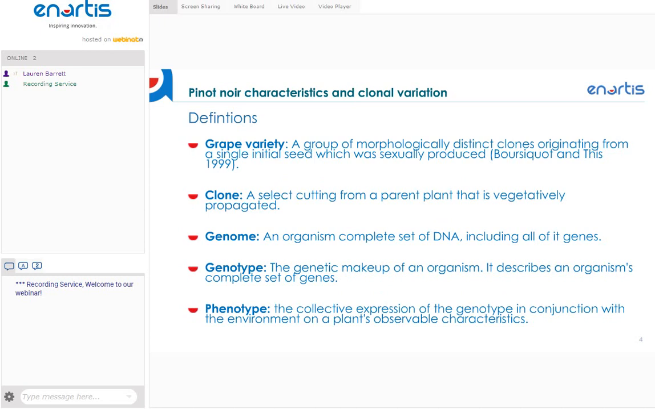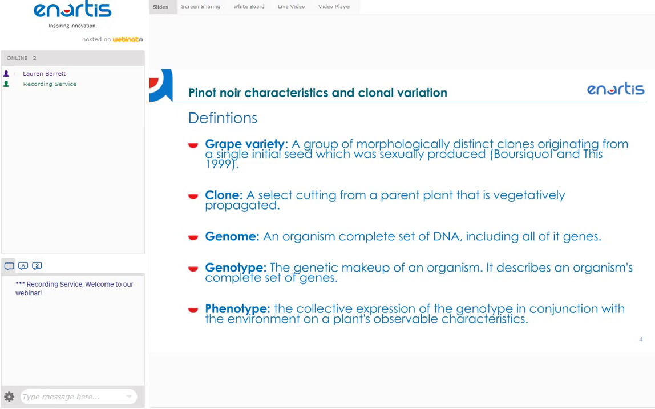So just a few definitions before we get started. A grape variety is a group of morphologically distinct clones originating from a single initial seed which was sexually produced. Now this is different from what is a clone, which is a select cutting from a parent plant that is vegetatively propagated. Now, the majority of grapevines are propagated in this way, as it's very difficult to establish a vineyard from a seed itself, and it takes a very long time for that seedling to reach maturity and fruitfulness. So almost all of the grapevines that you see are from clonal propagation.